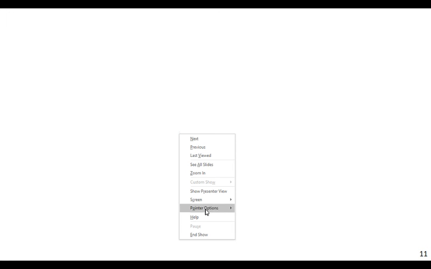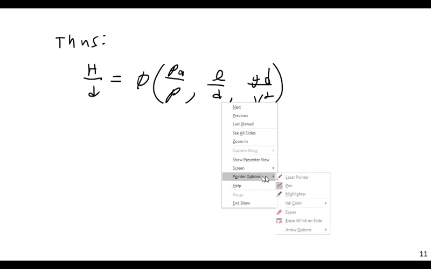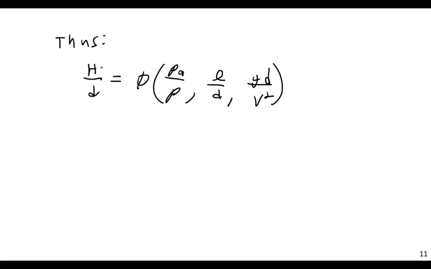So thus, here we have replaced 7 variables with 4, and my final relationship that I'll use to conduct my experimental analysis will be h over d is equal to some function of rho a over rho, comma L over D, comma gD over V squared. And that would be my final relationship that I could use to investigate these properties or this system.